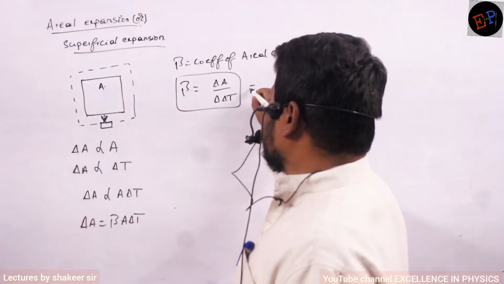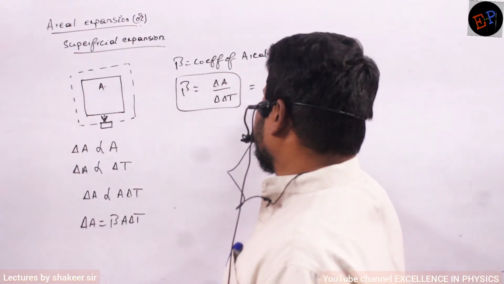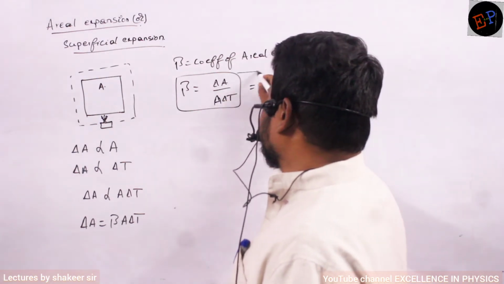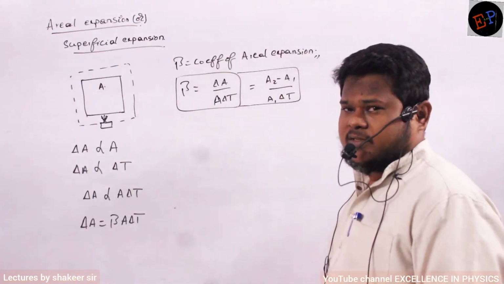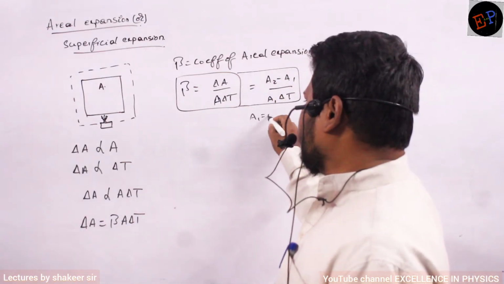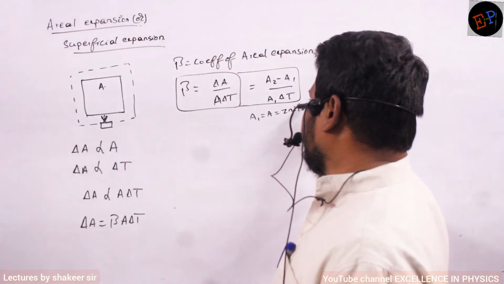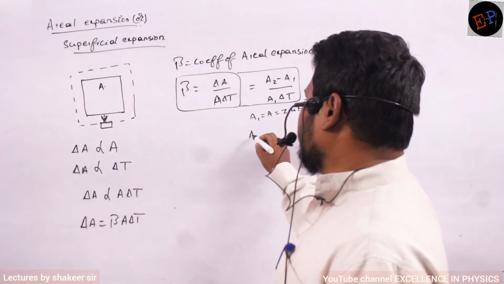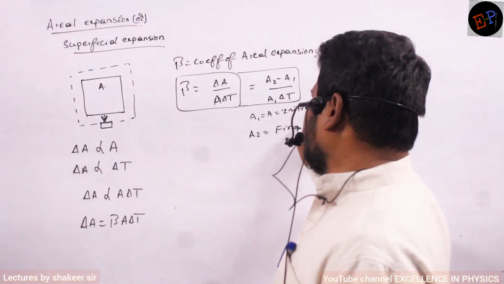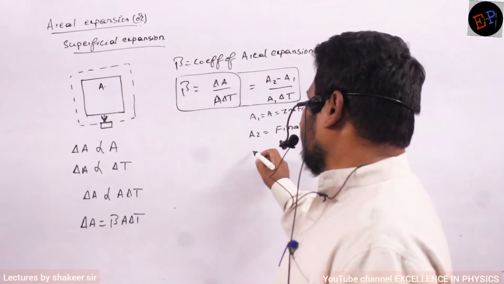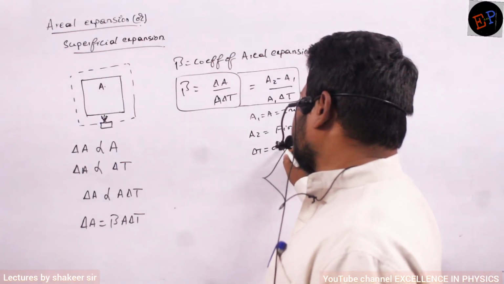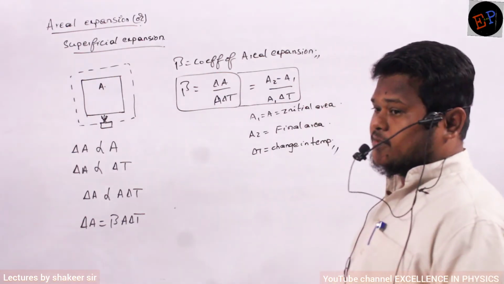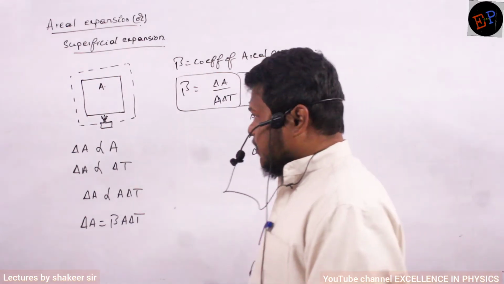Or you can write like this also. You can write it as A2 minus A1 divided by A1 into delta T. So what is A1 and A2? A1 is equal to A, which is the initial area. Similarly, A2 is called the final area. And delta T is called what? Delta T is called the change in temperature. Understood, no? So this is the beta value.